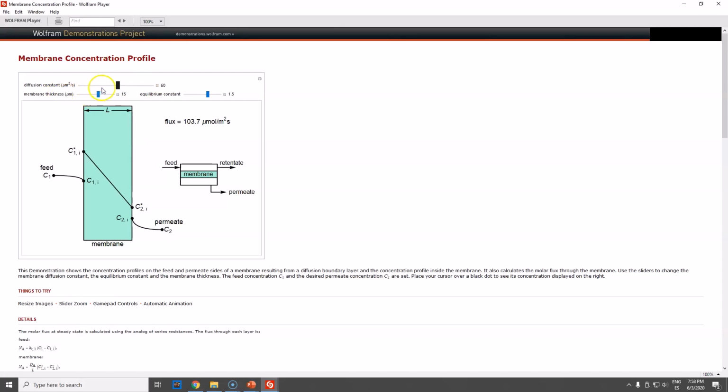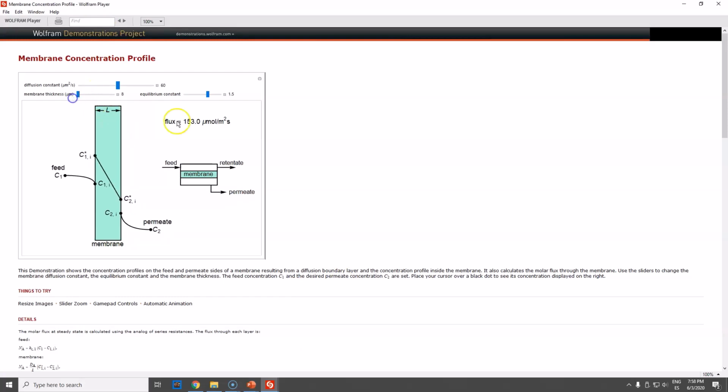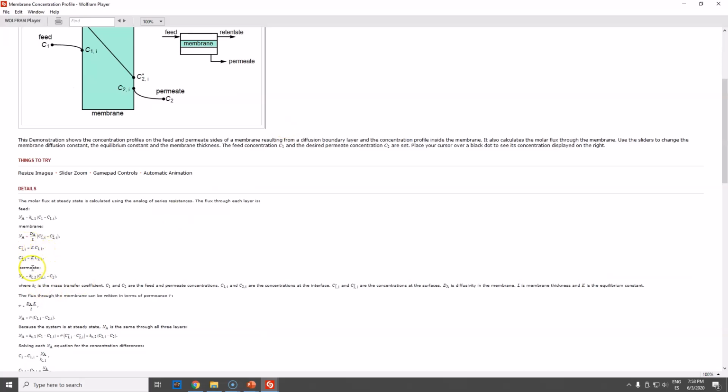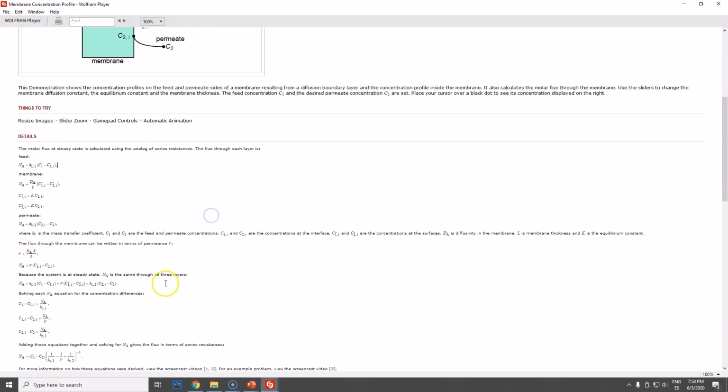Membrane thickness. I know for sure that if the membrane is very thick, mass transfer will be limited. And if the membrane is not thick or is slim, it will be a very high mass transfer. So let's check out. Yes, it occurs, so it increases. If I go to the right, it increases as well. Interestingly.